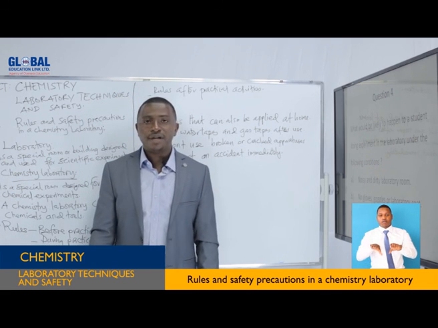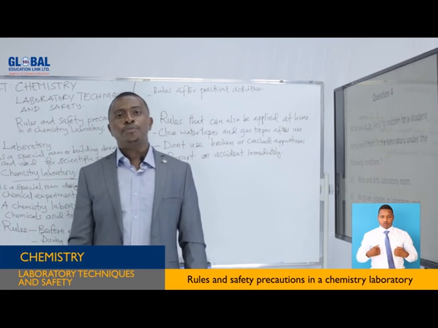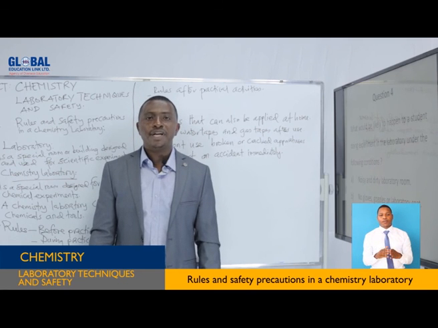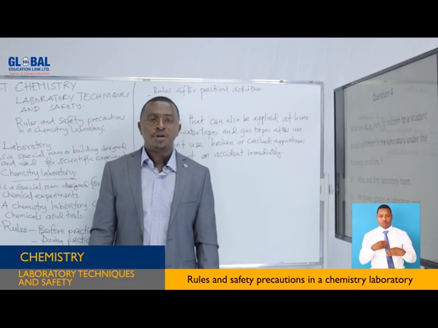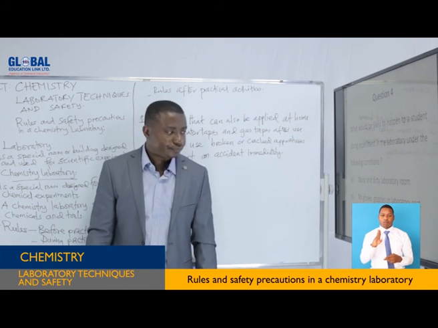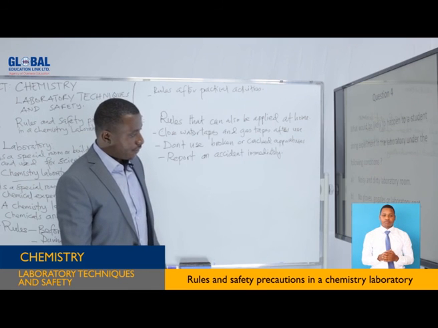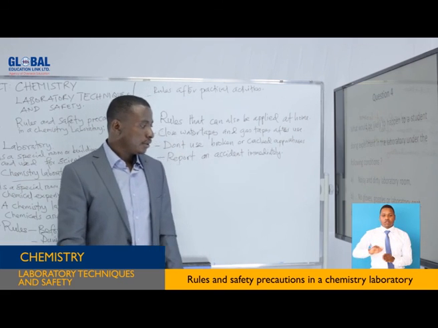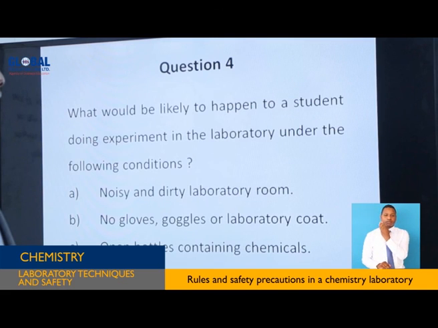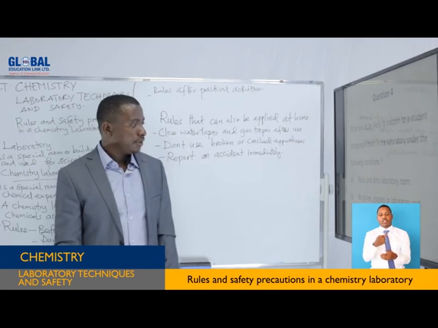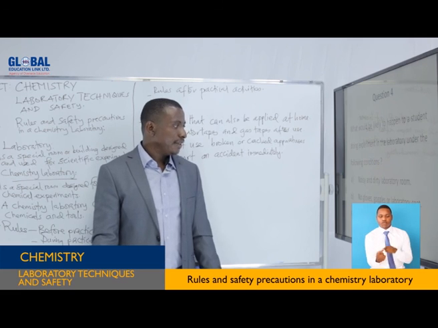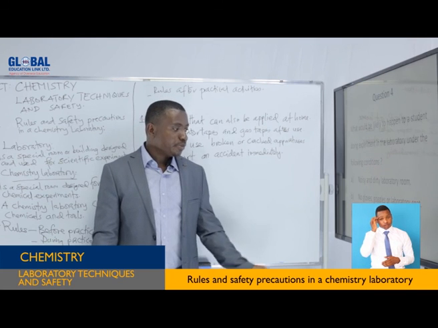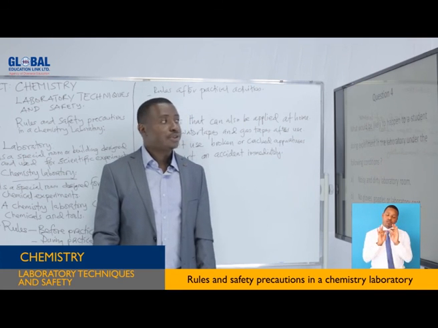And also, wearing a laboratory coat prevents you from being in contact with harmful chemicals or getting dirty. Your clothes could get dirty in case of spilled liquids, or be burnt by hot liquids. So students will also try to perform the remaining question: open bottles containing chemicals. What would be likely to happen when someone is doing an experiment under this condition? I think you can manage to explain this very correctly, so try to do it.